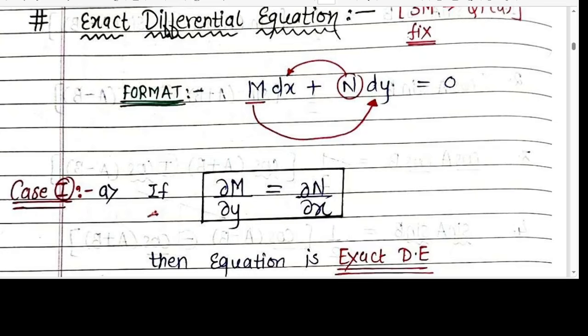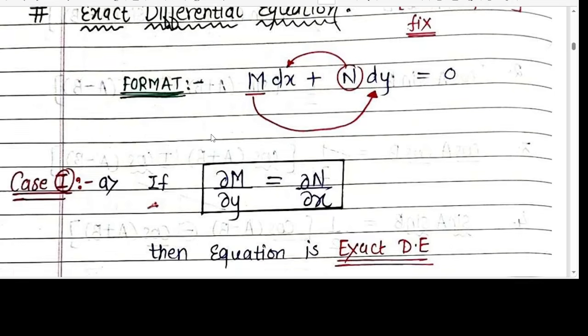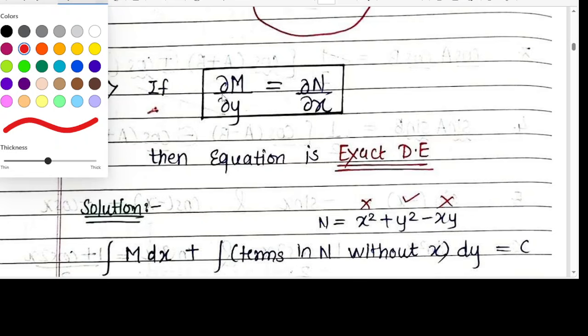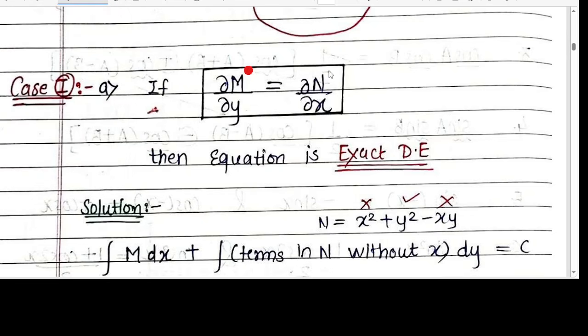We will start with exact differential equation. We know that the format of the equation is M dx plus N dy equal to 0. This equation becomes exact differential equation if it satisfies the condition ∂M/∂y equal to ∂N/∂x. This is known as the condition of exactness. If the given differential equation is exact, it has to satisfy this condition: partial derivative of M with respect to y equal to partial derivative of N with respect to x, then we can say that this given differential equation is exact.